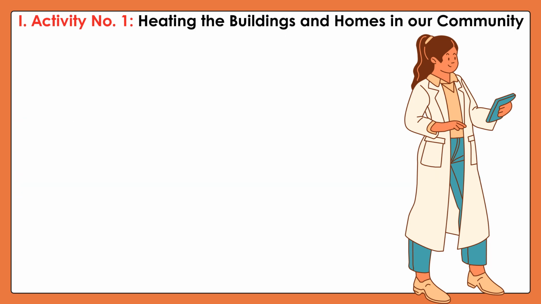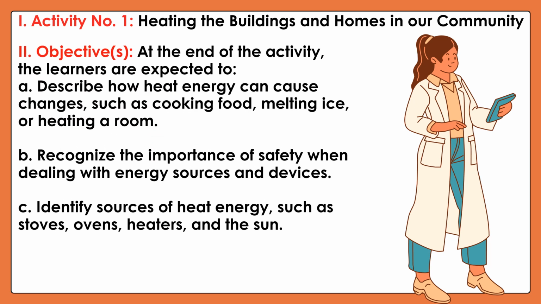Activity number 1, heating the buildings and homes in our community. Objectives: at the end of the activity, the learners are expected to A. Describe how heat energy can cause changes such as cooking food, melting ice, or heating a room. B. Recognize the importance of safety when dealing with energy sources and devices. And C. Identify sources of heat energy such as stoves, ovens, heaters, and the sun. For the materials needed, we have pen and paper.